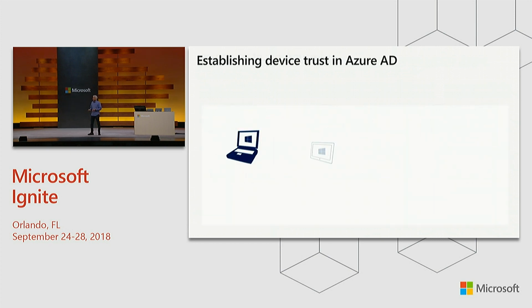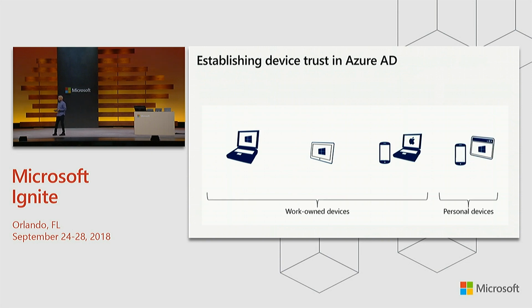And the way we establish trust in each of these models is in two categories. One is, as I mentioned, your work-owned devices, where you have either an Azure AD or a hybrid Azure AD join. But you can also have Azure AD registered. So think of a case where you have a personal device and your company wants you to enroll it into an MDM authority in order for you to have access to your corporate resources from that device. In that case, that device will be Azure AD registered with MDM.